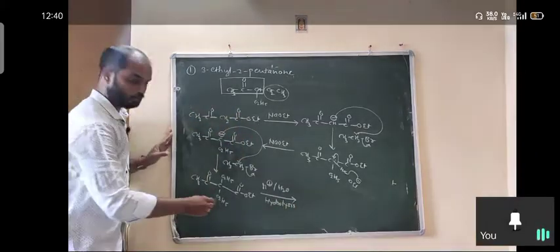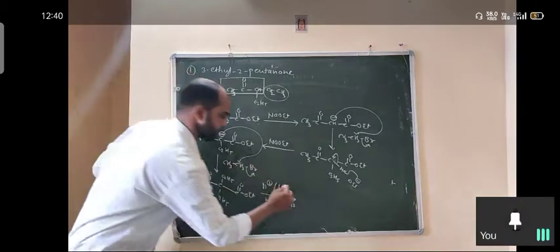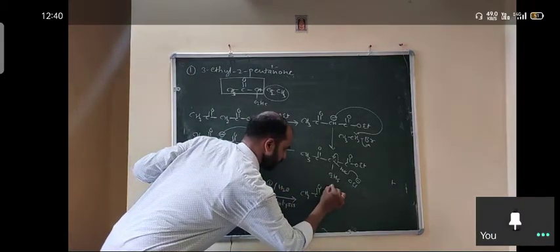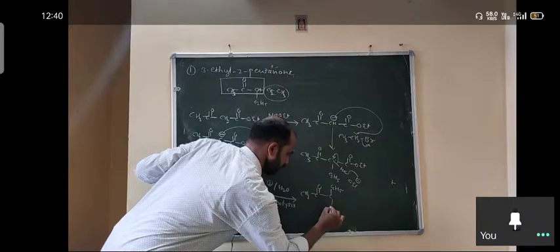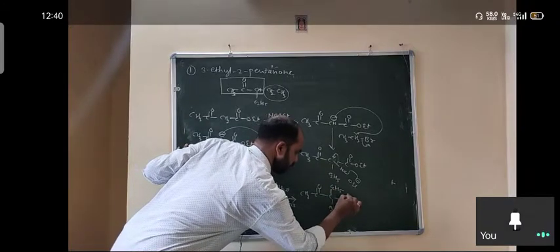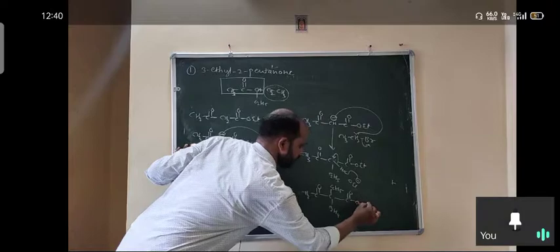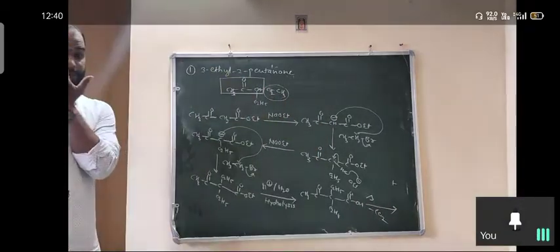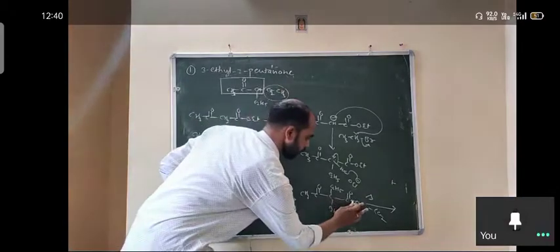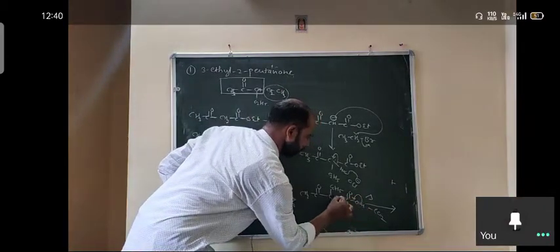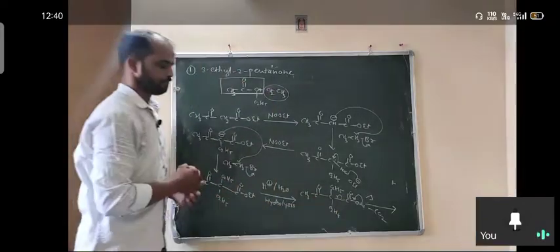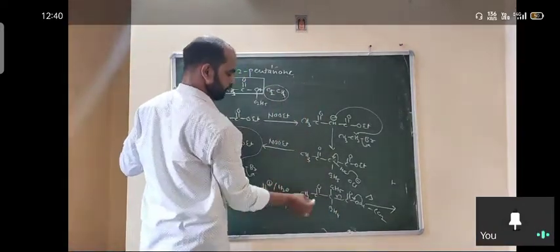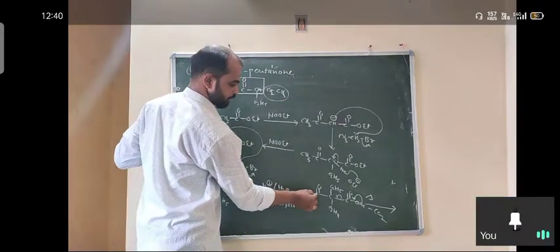So after hydrolysis, the ester group is converted into acid, C2H5, C2H5, C=OH. What next? Just heat, minus CO2. So when CO2 is lost, the hydrogen is transferred here. After this hydrogen transfer, what remains? CH3 C=O CH.